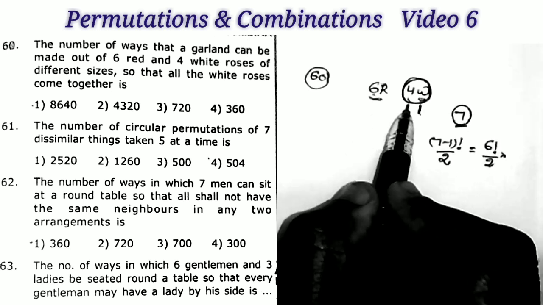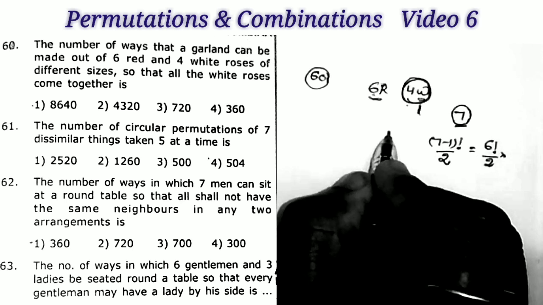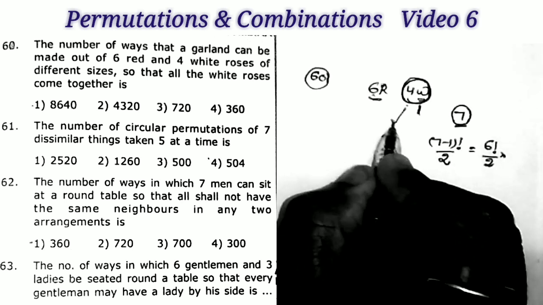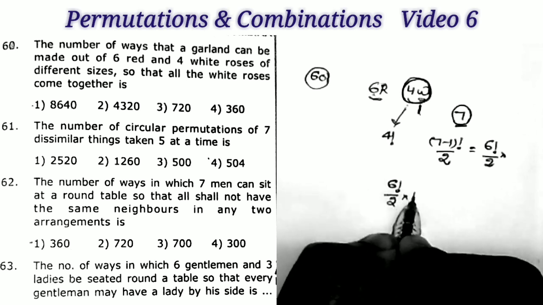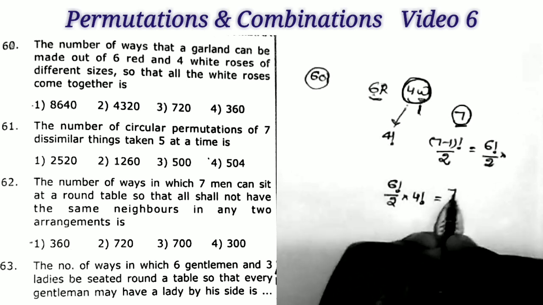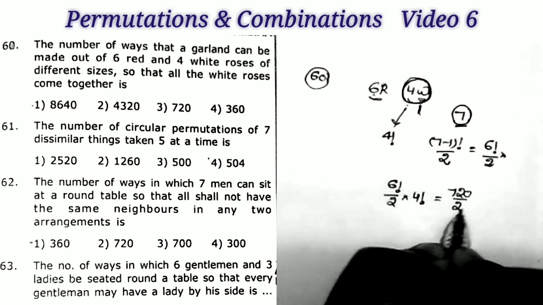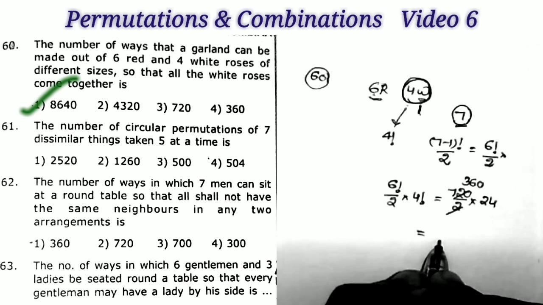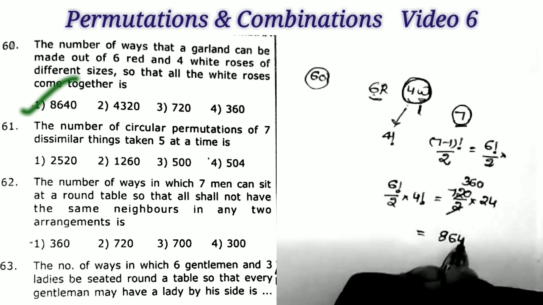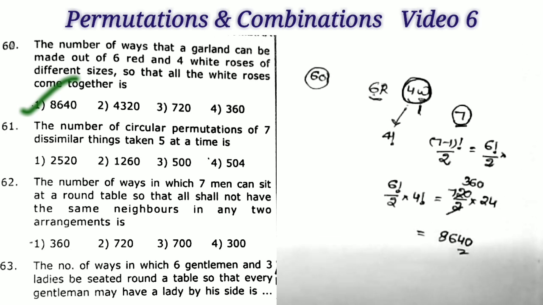Now the 4 white roses can be rearranged in 4 factorial ways. Therefore, the answer is equal to 6 factorial by 2 into 4 factorial. 6 factorial is 720, so 720 by 2 into 4 factorial, which is 24. Therefore, the answer is 360 into 24, and that equals 8640. That's all. That is the answer, which is the first option.